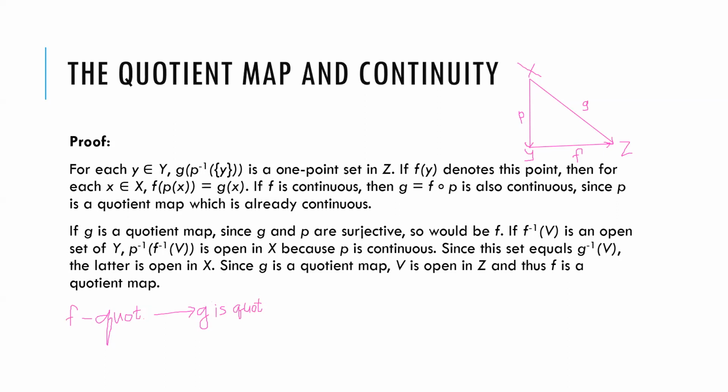So G can be seen as the composite of F and P, and F is a quotient map and P is a quotient map. So the composition of these two is also a quotient map. So G is a quotient map. Yeah, that's right. So we proved our theorem, and we can move on to our corollary from this theorem.